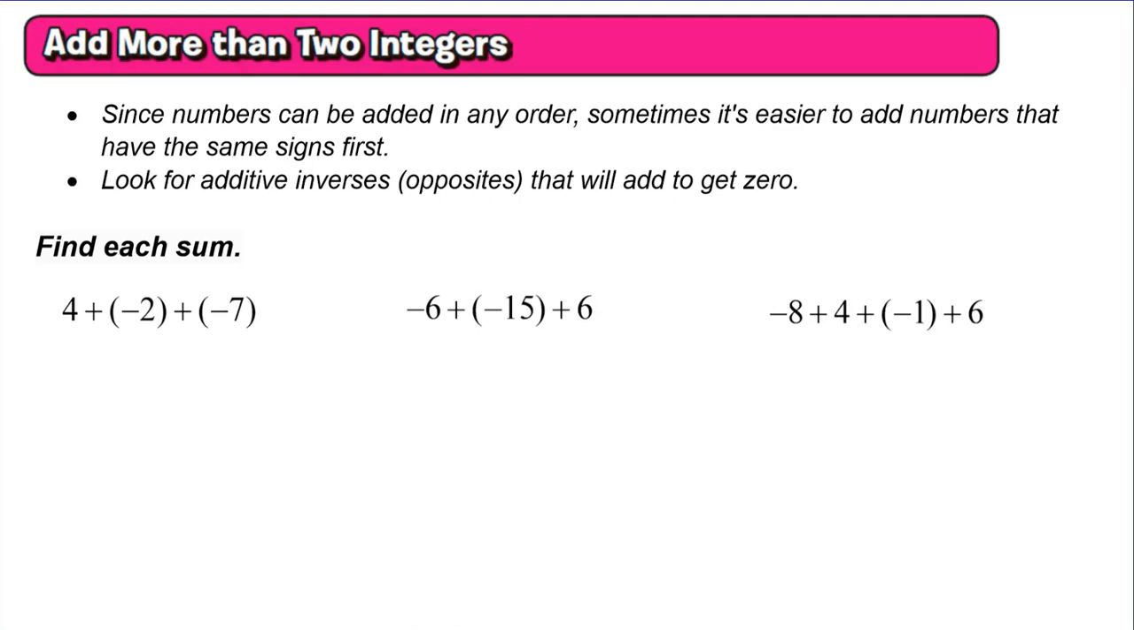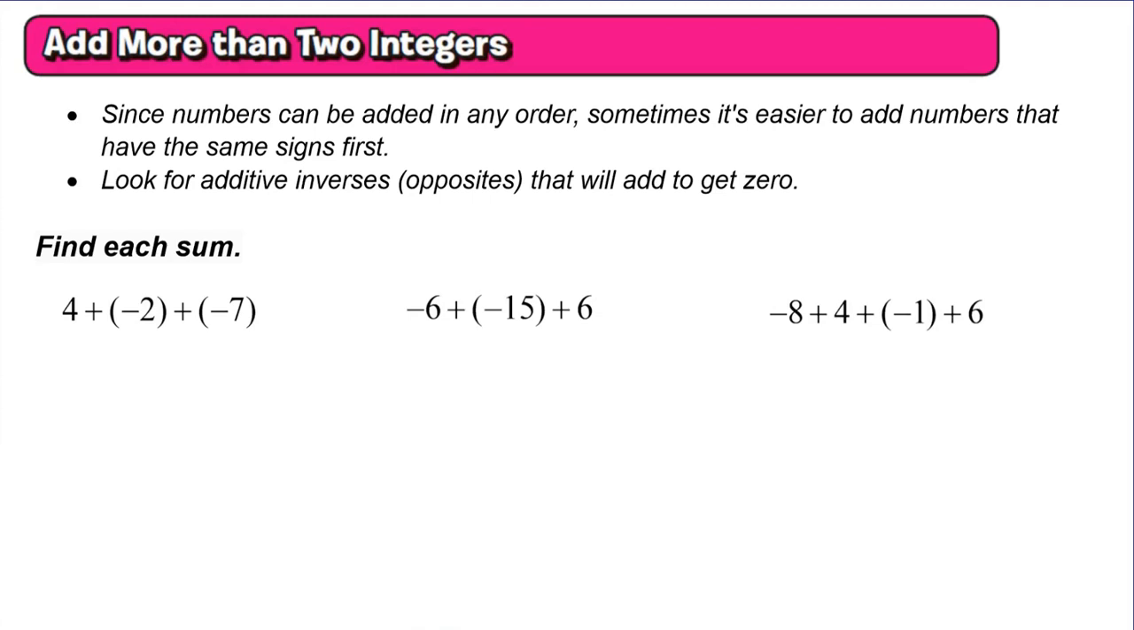Another tip would be to look for additive inverses. Look for opposites that will just combine to get 0. That will make your life a lot easier when you're adding numbers together. So do a little bit of problem solving first before you go and add, and don't just automatically add numbers from left to right, because sometimes that's a little more burdensome or a little more difficult to do.